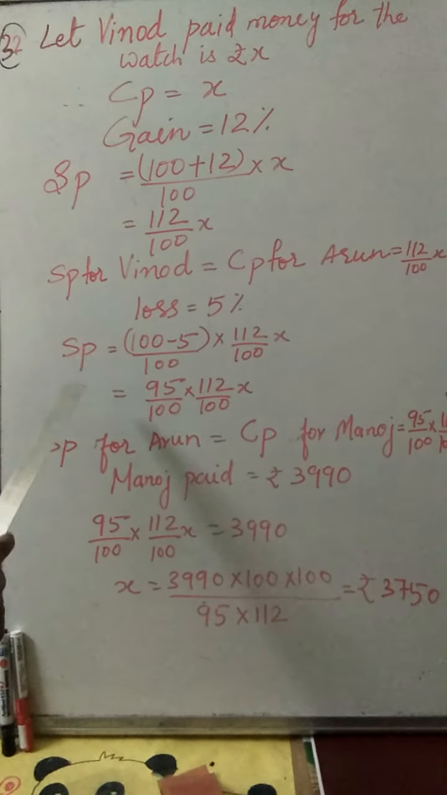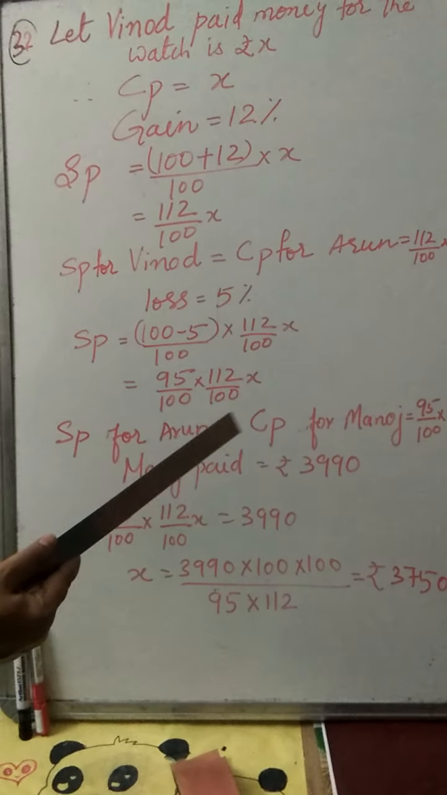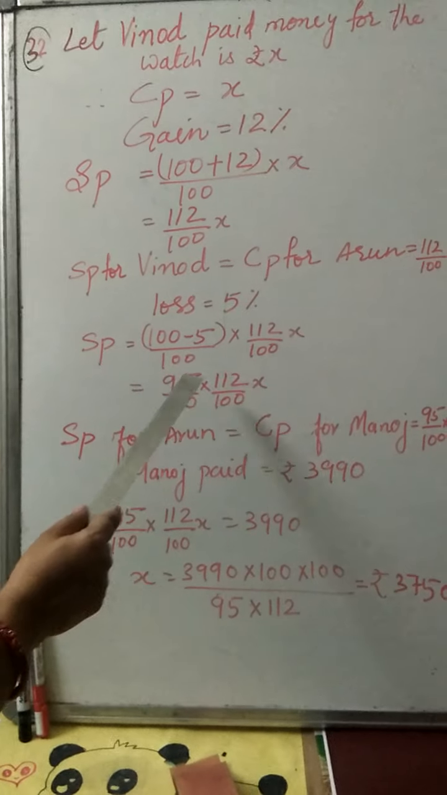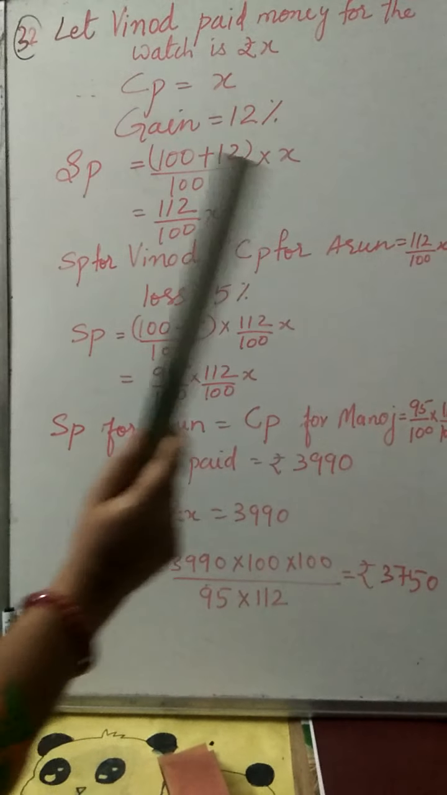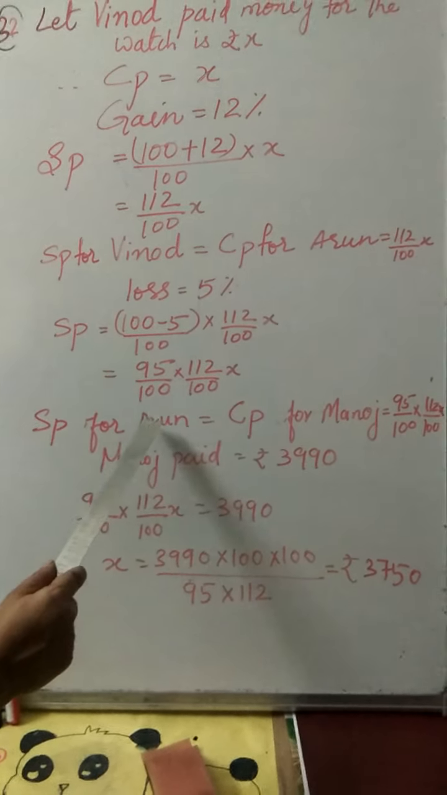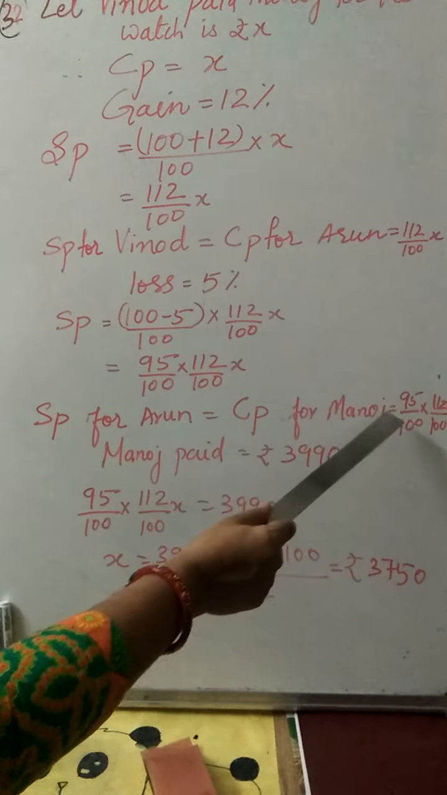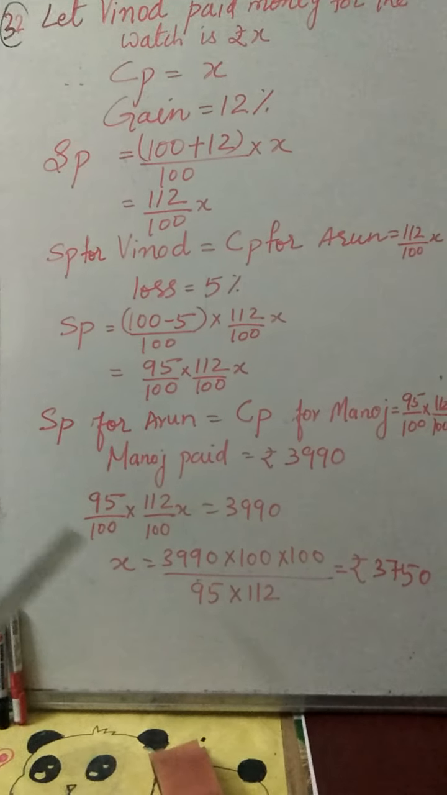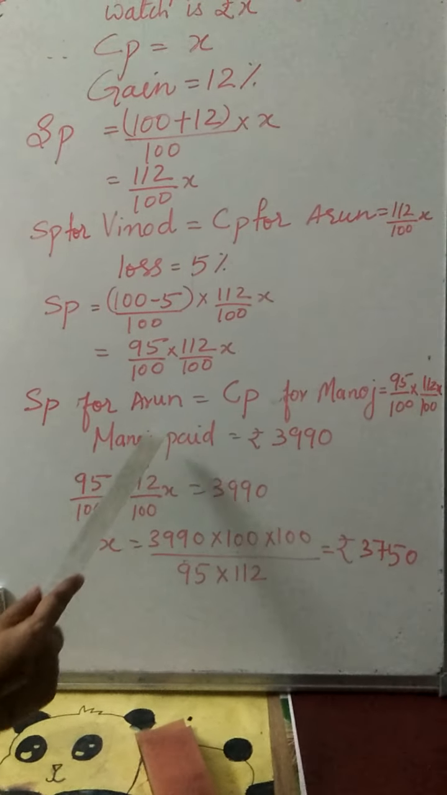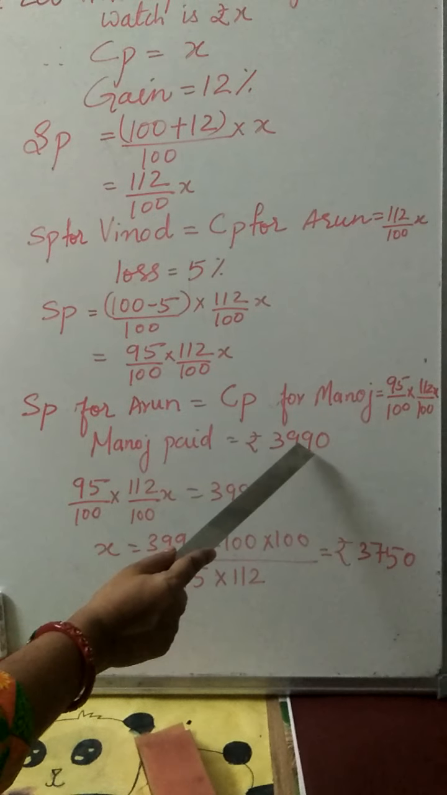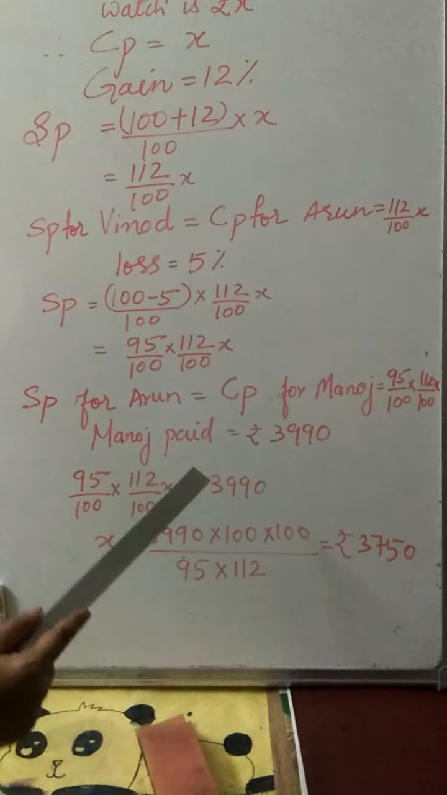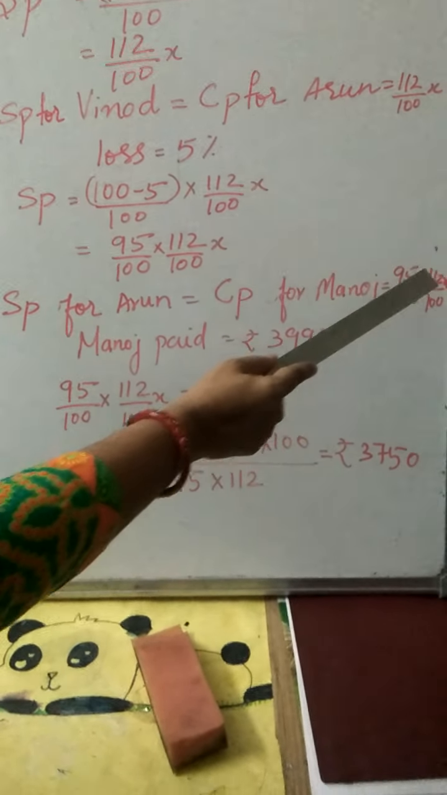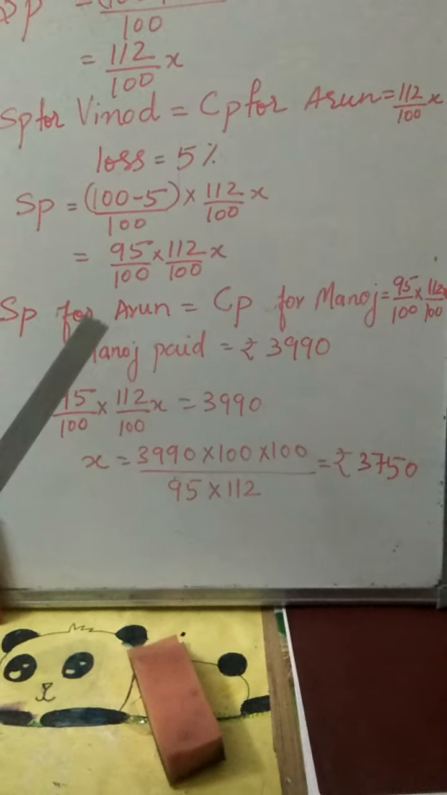Now again Arun has sold that watch to Manoj. So selling price of Vinod will be equal to cost price of Manoj. So SP for Arun is equal to CP for Manoj, that is equal to this amount I have written here. Finally, it is given in the question that Manoj has paid rupees 3,990. So that means he has paid this much and CP of Manoj is this much. So these two will be equal.